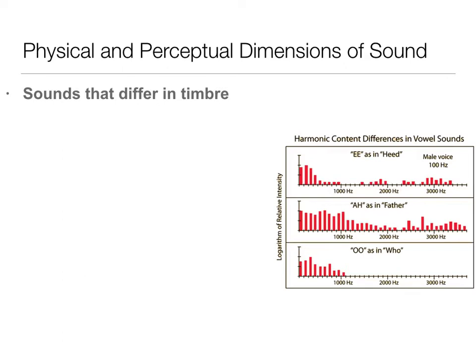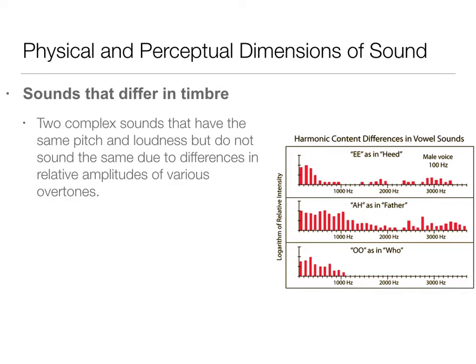We don't speak in pure tones. We speak in a variety of harmonics. This shows the different harmonics that can be in each one of these, and these are done with a male voice. Again, these complex sounds that have the same pitch and the same loudness often don't sound the same. This has to do with the differences in their harmonics, the differences in the amplitudes of these other tones, these overtones, outside of just the fundamental frequency. The fundamental frequency is our baseline. It's the biggest pitch, it's our first one, but then the other ones are still there.